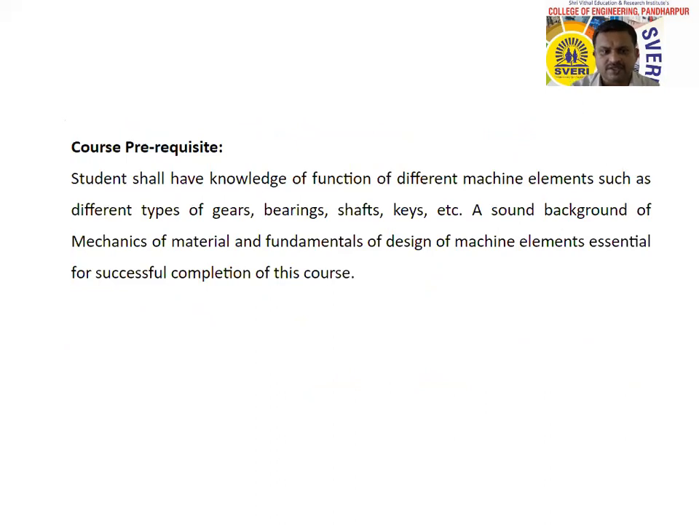Course prerequisite: students shall have knowledge of function of different machine elements, such as different types of gears, bearings, shafts, keys, etc. A sound background of mechanics of material and fundamentals of design of machine elements is essential for successful completion of this course. Therefore, see that whatever these gears are there, spur gear, bevel gear, helical gear, worm gear, then pressure vessels are there, then different bearings are there, sliding contact bearing, rolling contact bearing.